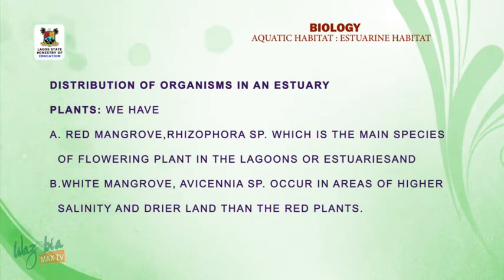Then the second one is white mangrove and Avicennia species. This one occurs in areas of high salinity and drier land than the red plants. So we have white mangrove in those areas that have high salinity. Avicennia species are common in that area.